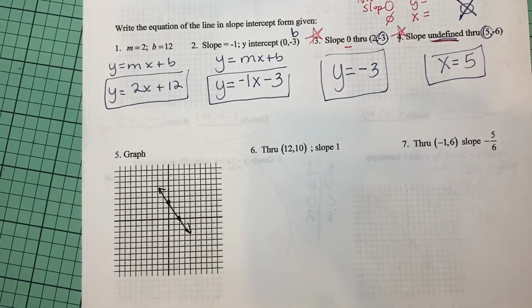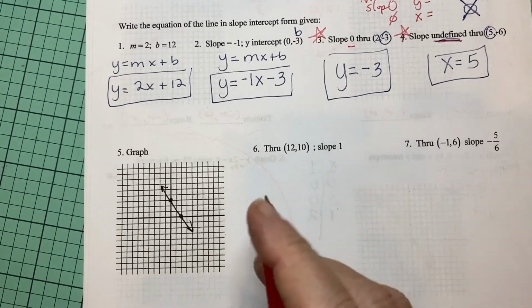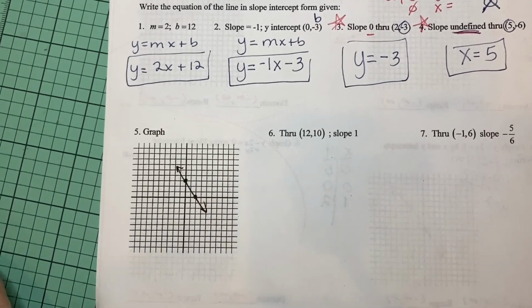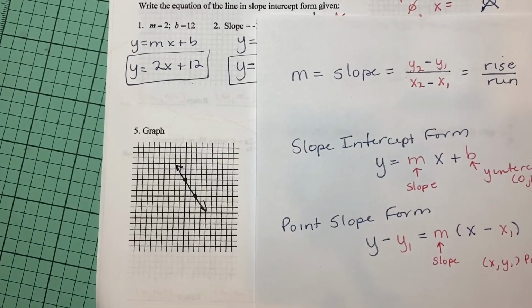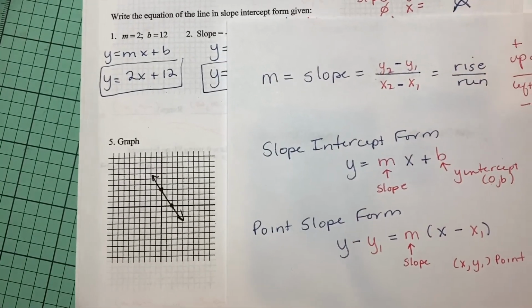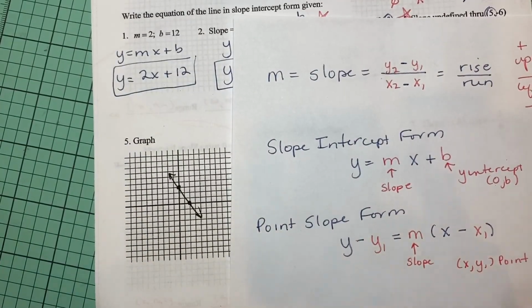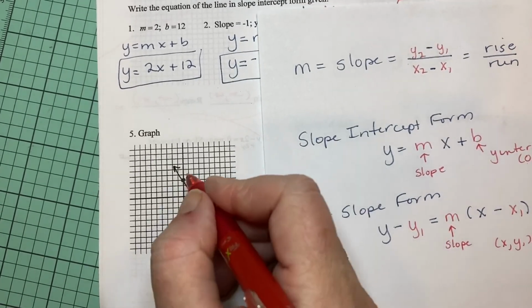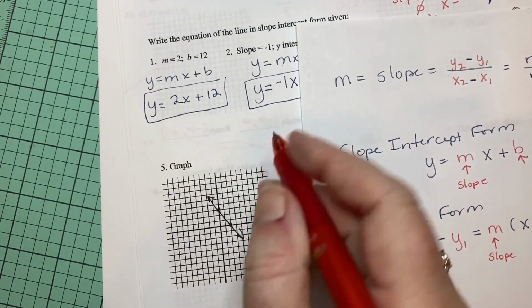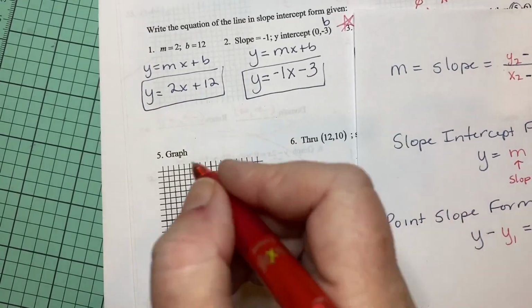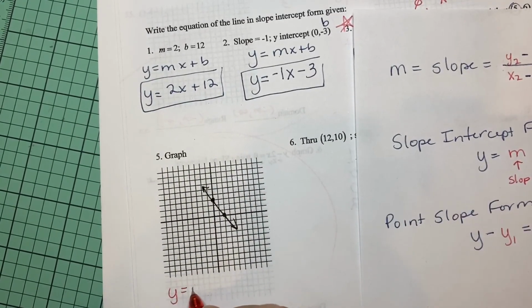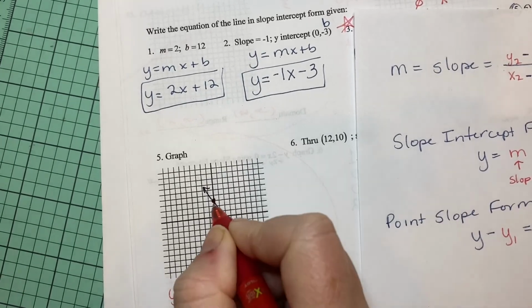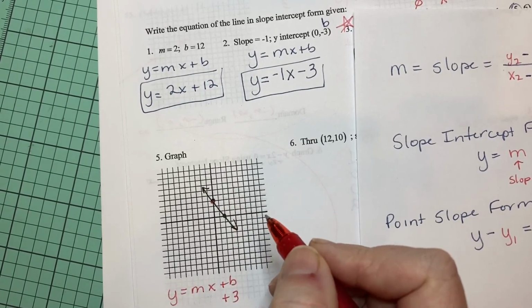Let's look at this next one. So this one wants you to write the equation of the line given this graph. Okay, well, how am I supposed to do that? Well, here's our formula. Let me move it over here. y equals mx plus b. So remember, this is my y-intercept, and I can get that by looking at the graph. Where does this cross the y-axis? At 3. So my y-intercept is 3. So here's my formula, y equals mx plus b. My y-intercept is +3 because that's where it crosses there.